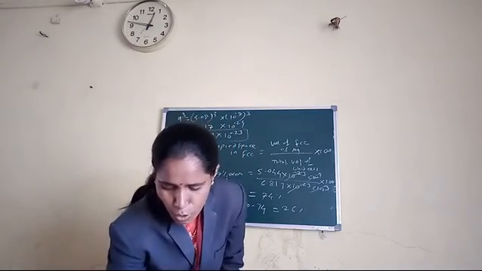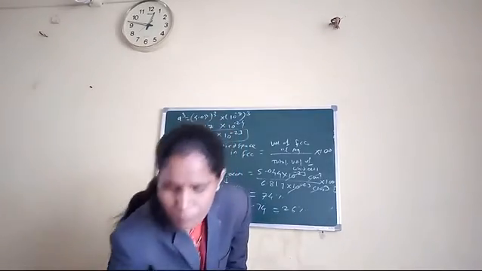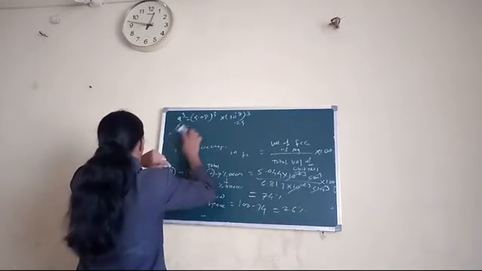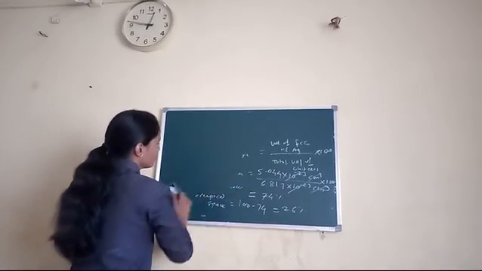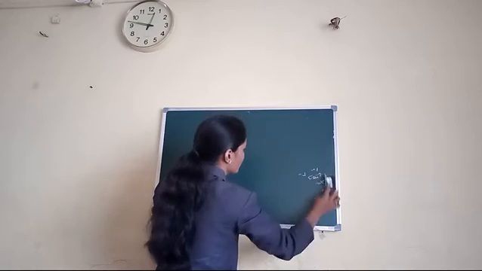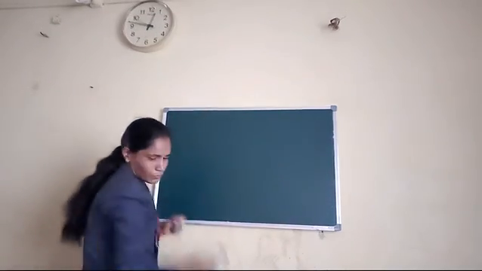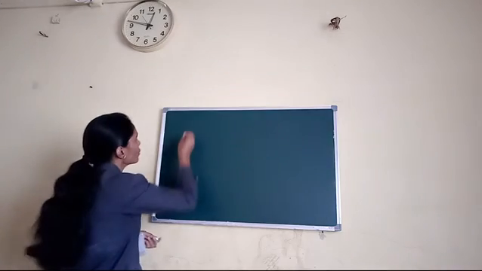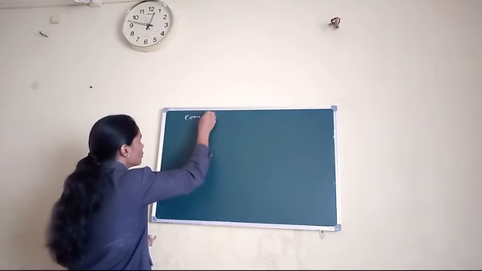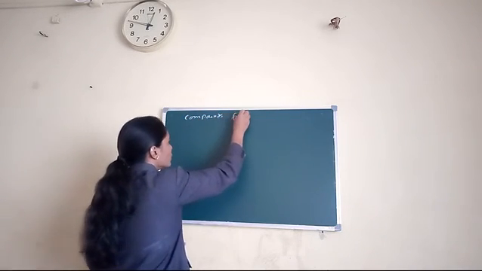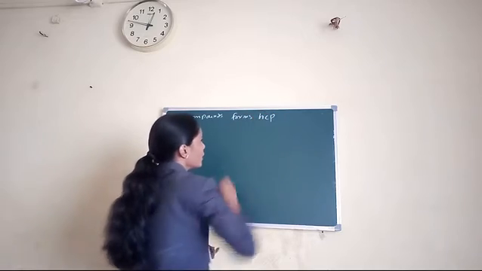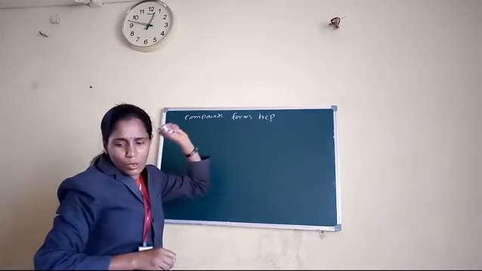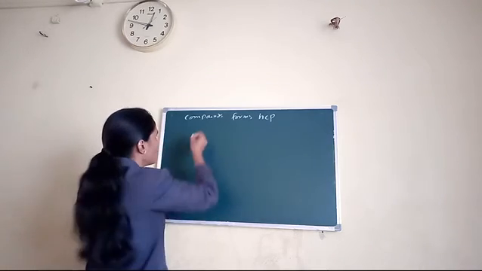Then the next numerical is: a compound forms an HCP structure, meaning hexagonal close pack structure. What is the number of octahedral voids?